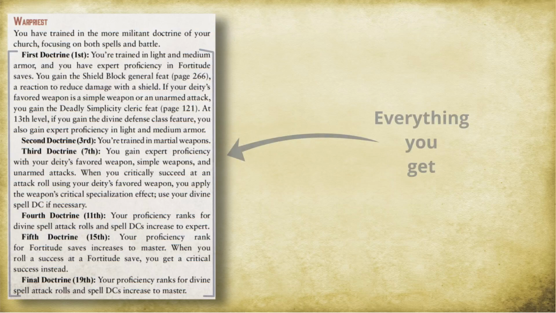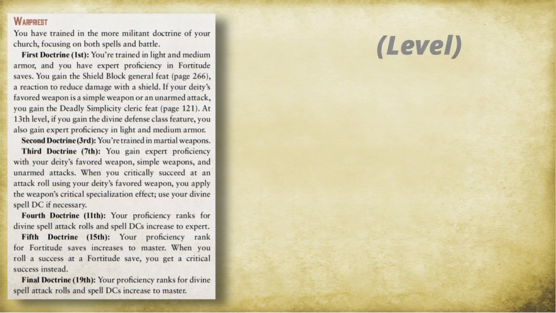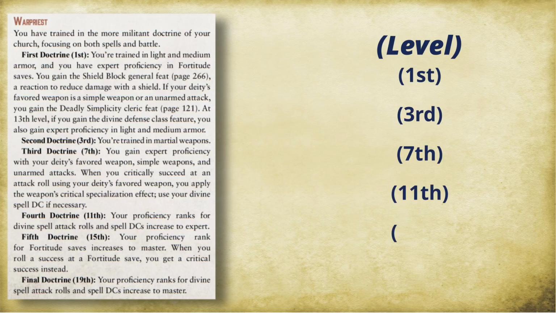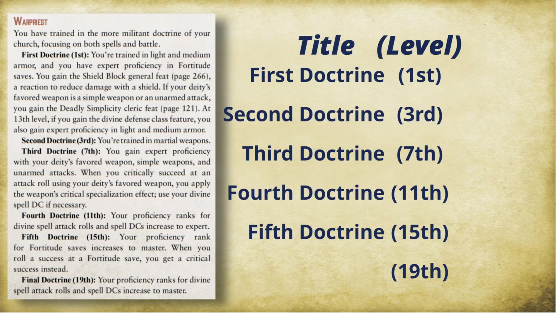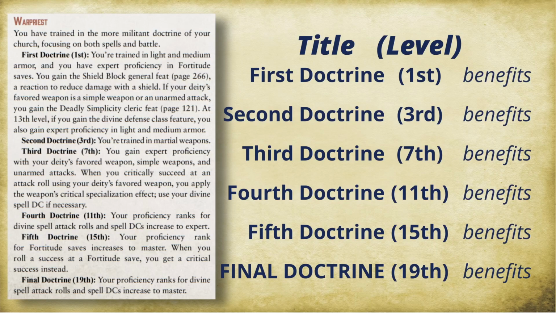The second part of the doctrine is a list of all the things you get and at what level. The levels are levels 1, 3, 7, 11, 15, and 19, and then each of those has a title. The first is called First Doctrine, Second Doctrine, Third Doctrine, Fourth Doctrine, Fifth Doctrine, and finally, my favorite, Final Doctrine. And finally, probably the most important part, it gives you the mechanics for what you get, and these are called benefits.